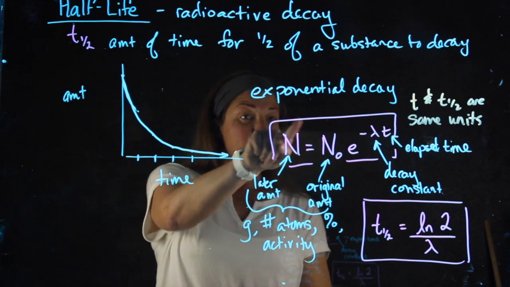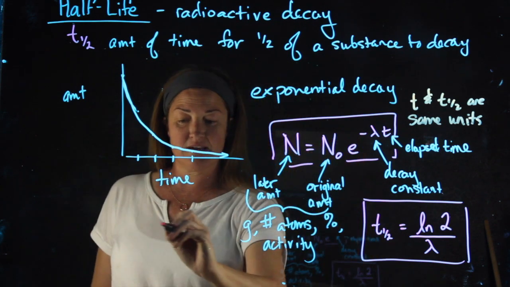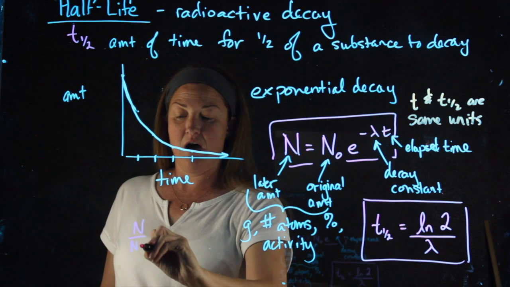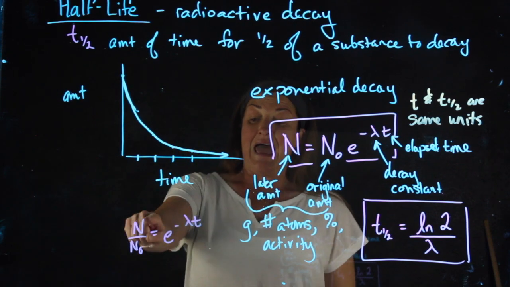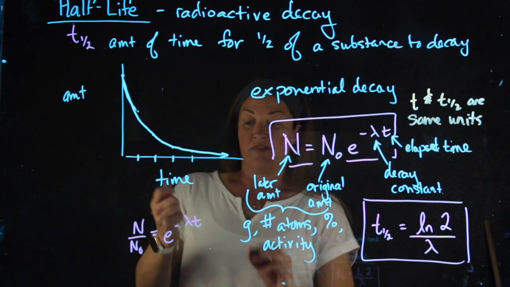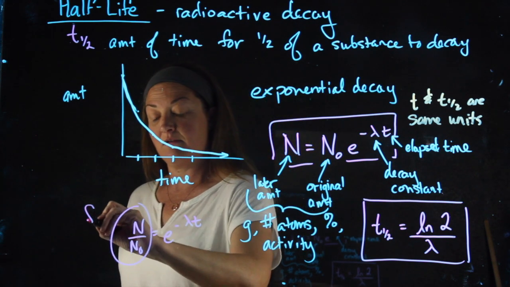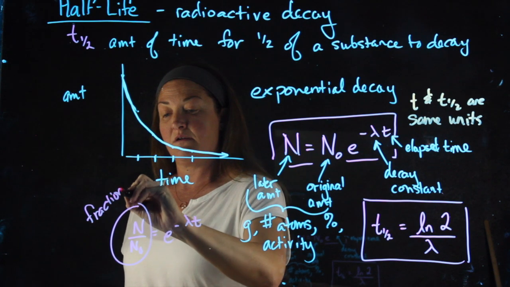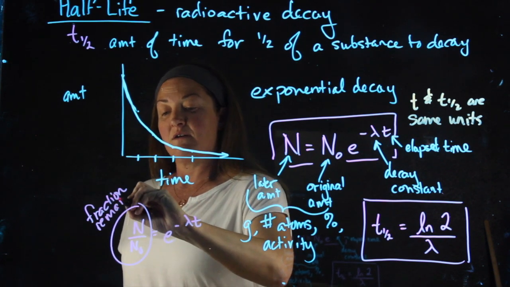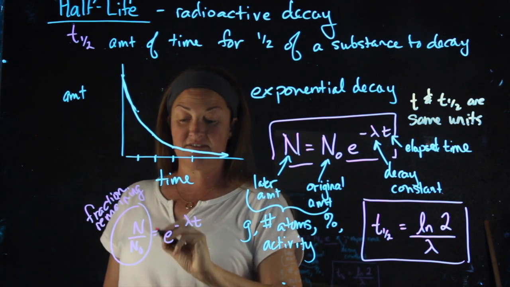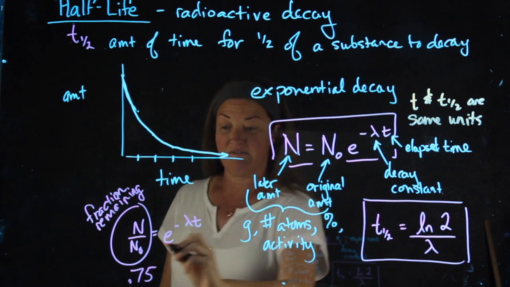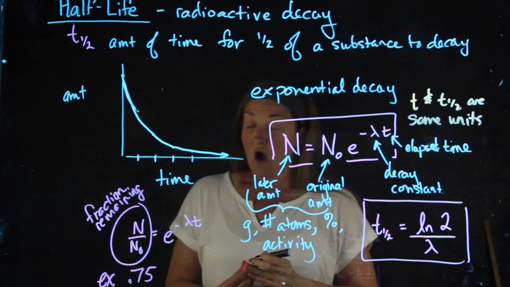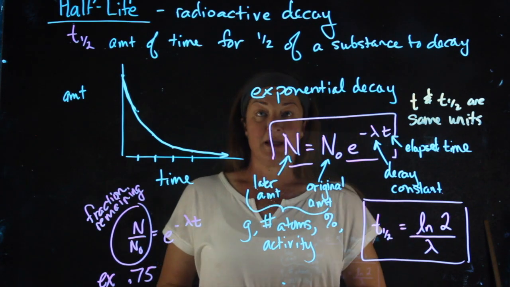Another form of this equation you might see on some occasions is this can be arranged to be N over N naught equals e to the negative lambda t, where N over N naught is the fraction remaining. So if we have 75% of something remaining, we would put in a 0.75, for example. Okay, we're going to take a look at some sample problems now.